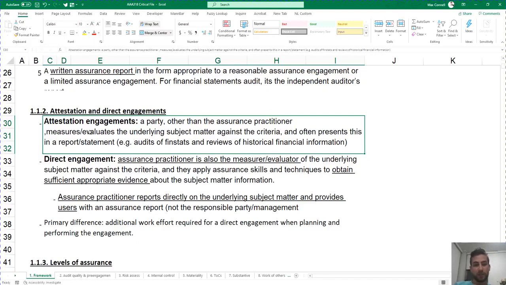A direct engagement is where the assurance practitioner is also the measurer/evaluator of the underlying subject matter, and they apply assurance skills and techniques to obtain sufficient evidence about the subject matter. So the assurance practitioner reports directly on the underlying subject matter and provides users with an assurance report, not the responsible party management.